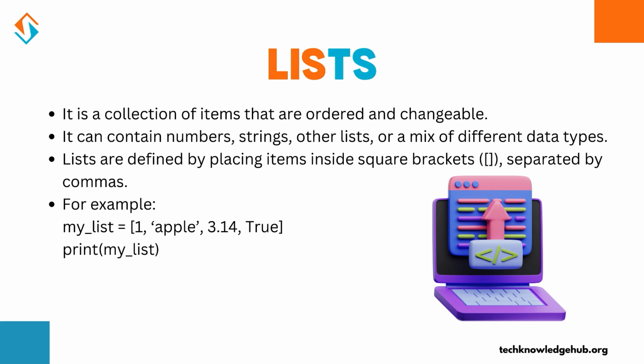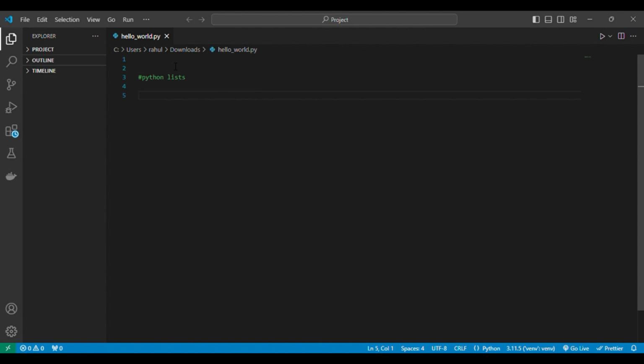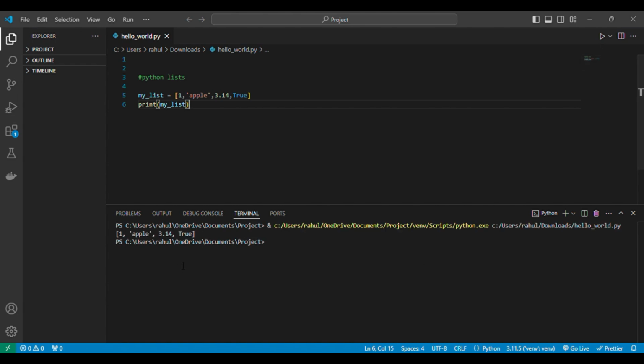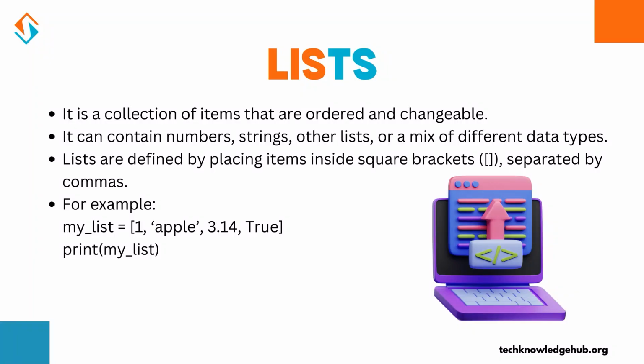Here's a simple example of a list containing different types of data. my_list = [1, "apple", 3.14, True], then print(my_list). In this example, my_list contains an integer 1, a string apple, a floating point number 3.14, and a boolean True. Lists can store any combination of data types.